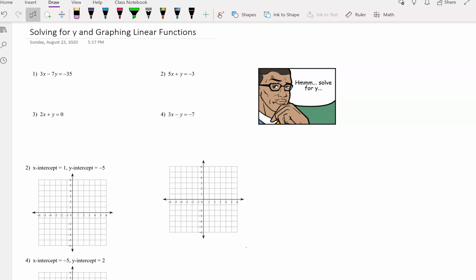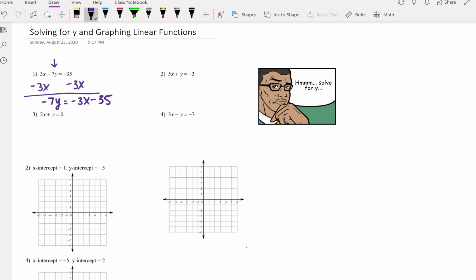Okay. So solving for y is just an algebra skill that you want to make sure that you have down pat, and remember that is going to mean that we isolate or get the y value by itself. So we'll go ahead and subtract 3x from both sides of our equation here. We end up with negative 7y is equal to a negative 3x minus 35.